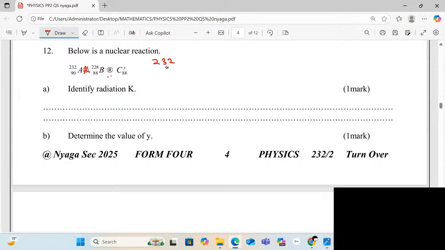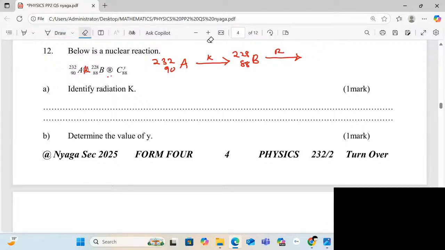This is 232 of 90, element A, undergoing a radiation of K to form 228 of 88 B, and then it has undergone another radiation of R to form C, Y, 88. I think the correct way to write this is Y of 88 of C. So now you are asked about the radiation K.